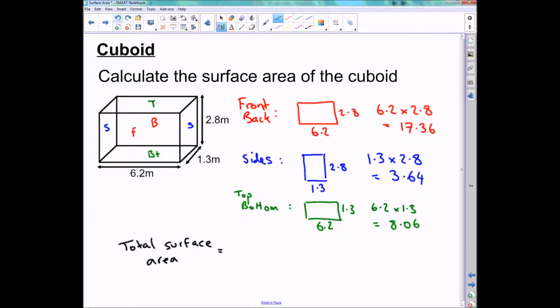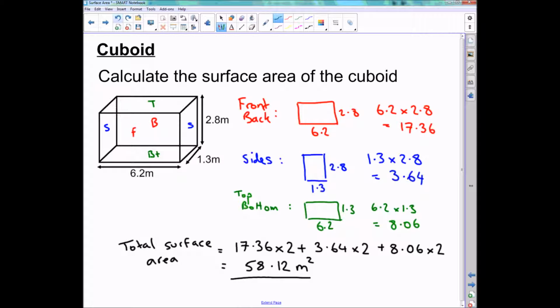Okay, so the total surface area is now going to be all of these faces added up. So firstly, I've got the front and the back, and the front and the back are both 17.36, so I need 2 of those. I'm also going to add to it the 2 sides, and both sides were 3.64, and again, I've got 2 of those. And finally, I've got the top and the bottom, which were both 8.06, and again, I've got 2 of those. So punching all of that into my calculator, I get an answer of 58.12, and if you remember, my units here are going to be meters squared because it's area I'm working out.